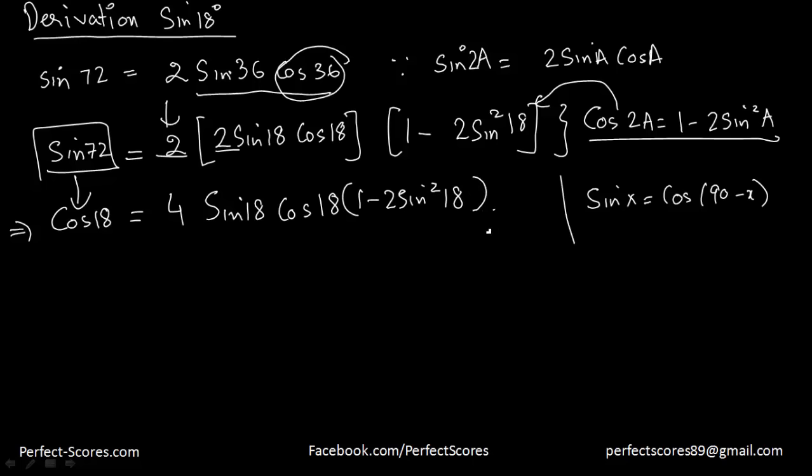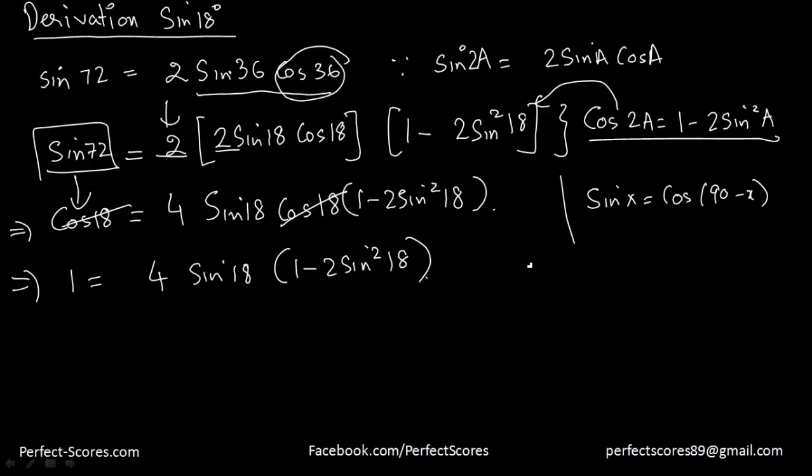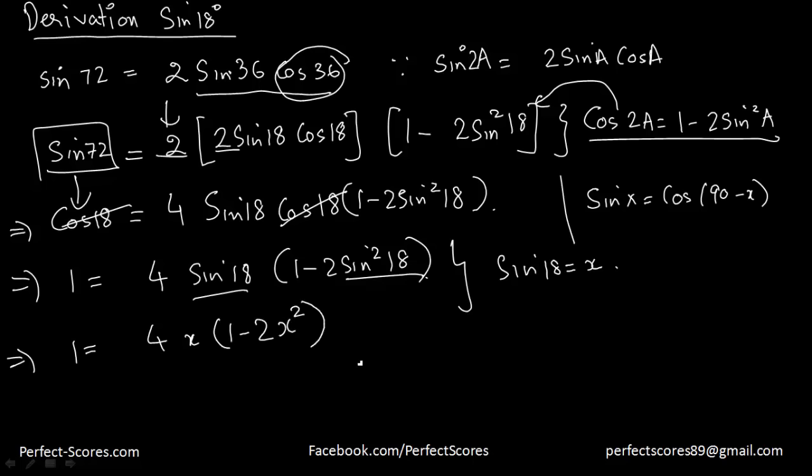Now I have this here, so I'm going to cut this cosine 18 and cut this cosine 18. I'm going to have 1 is equal to 4 times sine 18 into 1 minus 2 sine square 18. Now I'm going to perform a substitution. Let's suppose that the value of sine 18 is equal to x. That means I have 1 is equal to 4 times x into 1 minus 2x square.